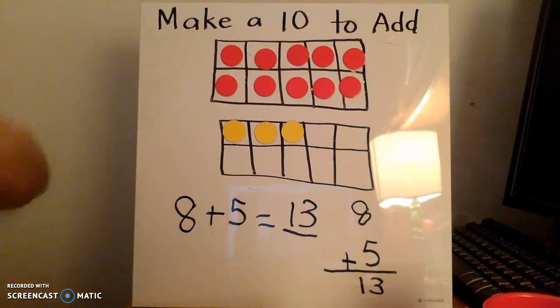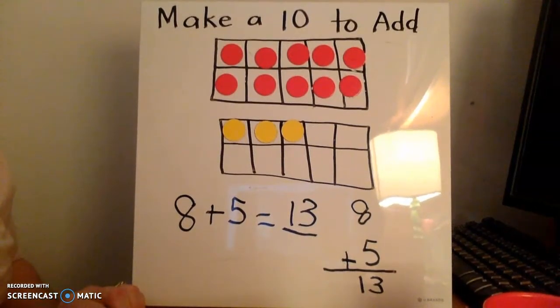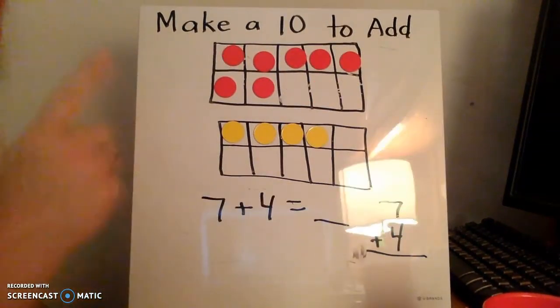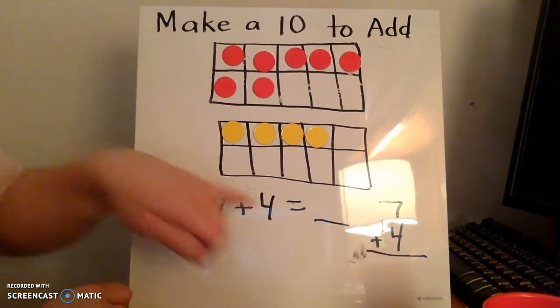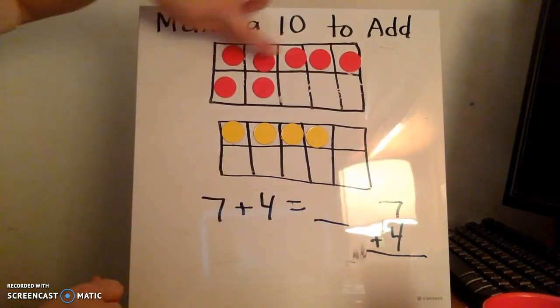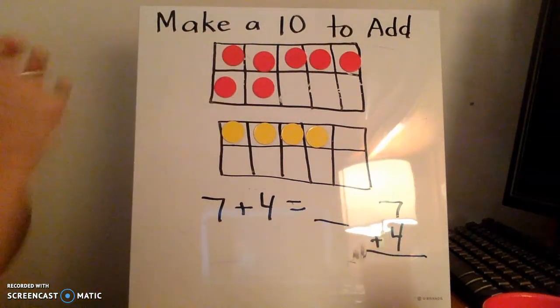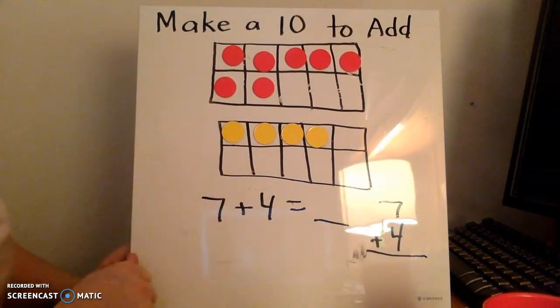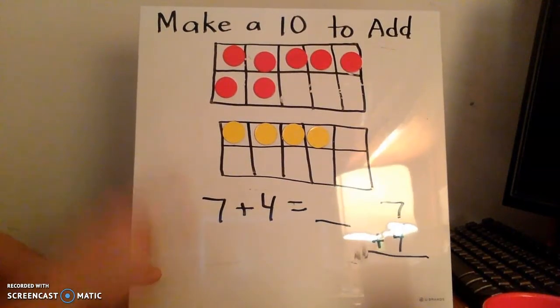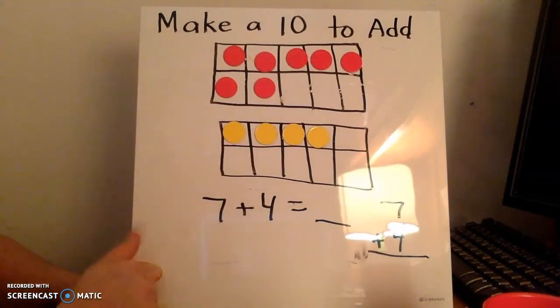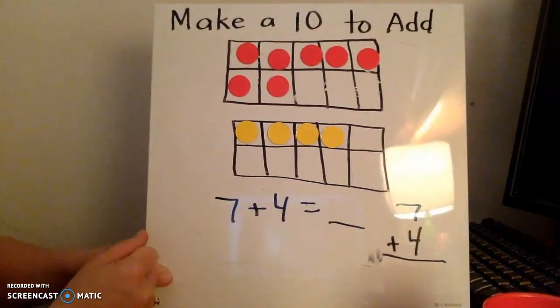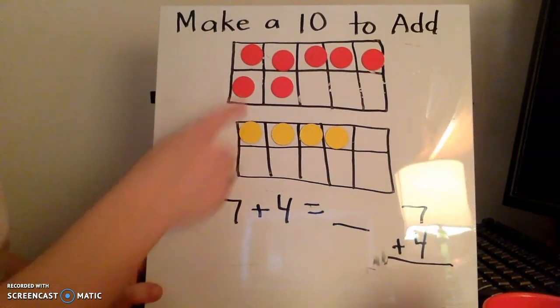So, our next math problem is 7 plus 4. 1, 2, 3, 4. We know the top is 5, actually, because we know it's filled. 5 and 2 make 7. 7 plus 4. All right, let's look at that 10. We want to make a 10 to add. How many does it need? Yes, 7 needs 3 more to make a full 10.